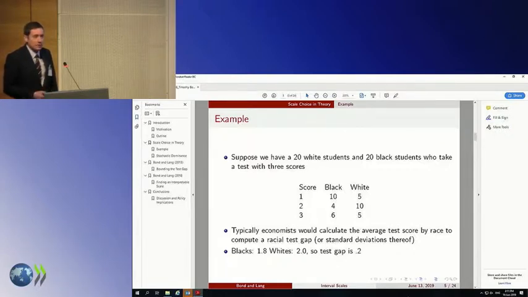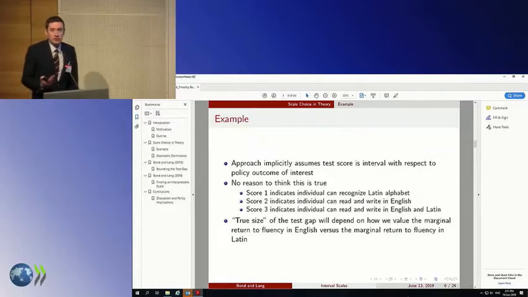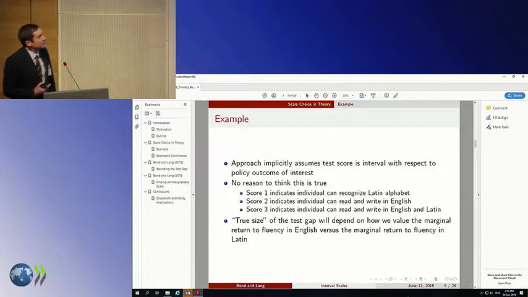All right, so what's the problem with this? Well, it implicitly assumes that the test score is interval with respect to whatever outcome it is that policymakers are concerned about. So why is it not necessarily natural? Well, suppose these are what the test scores mean. Suppose that score 1 means you can recognize the Latin alphabet, score 2 means you can read and write English, and score 3 means you can read and write English and Latin.